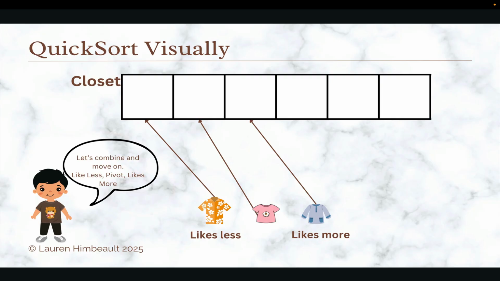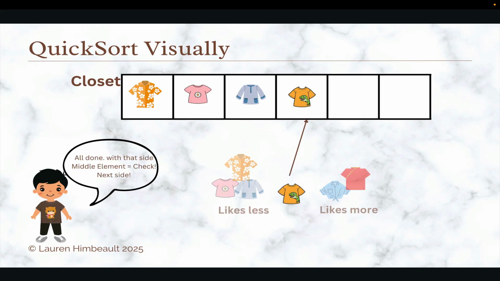When we are reinserting into our closet like this, we're only ever doing it when we hit that base case. So we'll never have a situation where, if you have multiple shirts in likes less, how do you know which one goes first? That's not going to happen. We sorted all the way down until we only had a single shirt in a pile. We had a likes less shirt, we had our pivot shirt, and our likes more shirt, and now they can all be entered in.